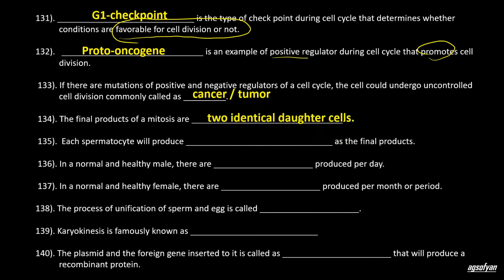Each spermatocyte will produce blank as the final product. Remember, this is each spermatocyte. One spermatocyte will produce four sperm as final products. In a normal and healthy male, there are blank produced per day. A healthy male will have millions of spermatocytes, and every spermatocyte produces 4 sperm. So a male can actually produce about 300 million sperm per day.